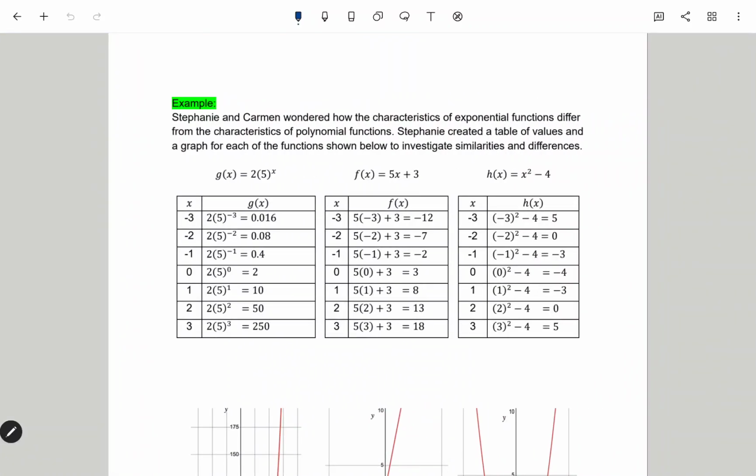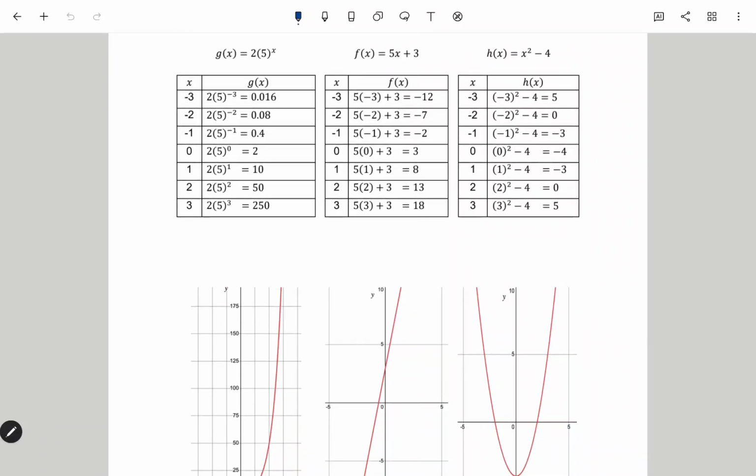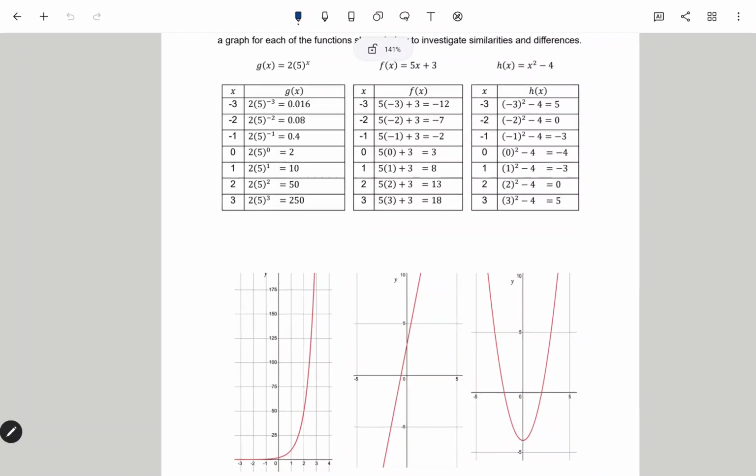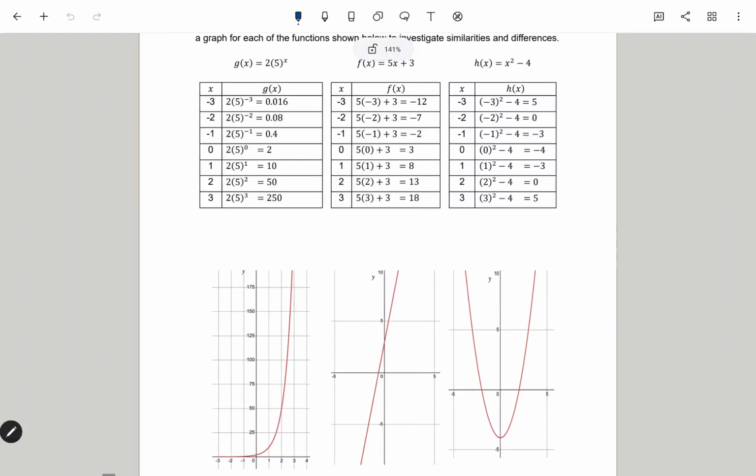In this example here, we're going to compare some different graphs. Stephanie and Carmen wondered how the characteristics of exponential functions differ from the characteristics of polynomial functions. Stephanie created a table of values and a graph for each of the functions shown below to investigate similarities and differences. So we have 3 types of graphs here. I'm going to zoom out a little bit so we can see it all.